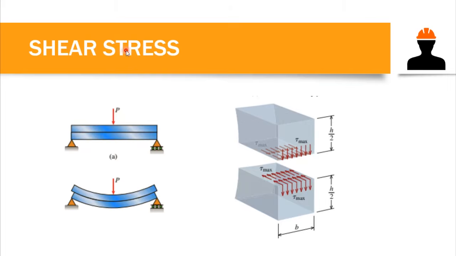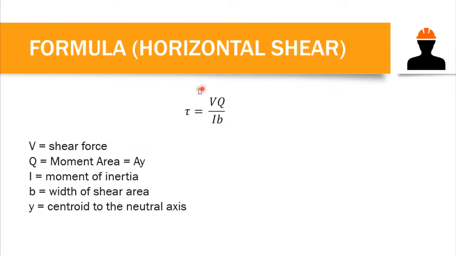Therefore our shear stress is expressed in this formula, that is the shear stress is equal to the shear force. This is the internal shear force, and we have Q here, that is the moment area, that is A times Y. Our Y here is the distance from the centroid of that area to the neutral axis. And then we have I here, that is the moment of inertia, and b, that is the width of the shear area. Again, Y is the centroid of the area of the section to the neutral axis.